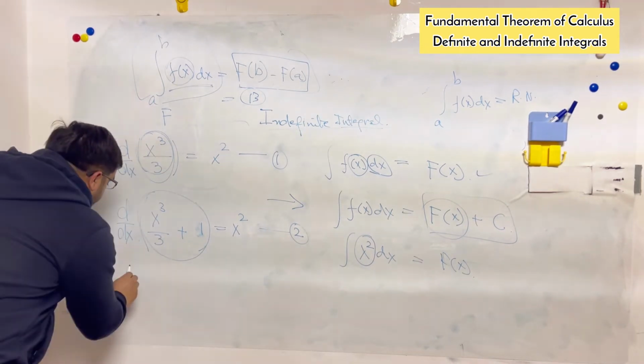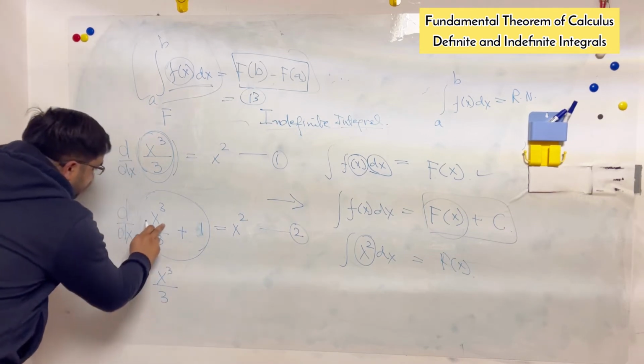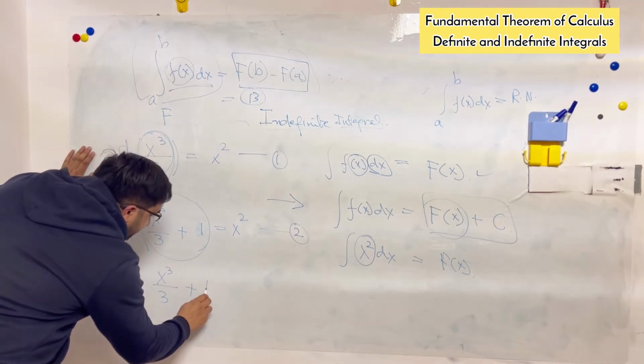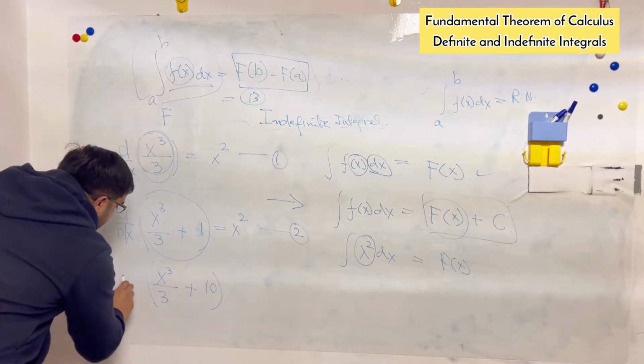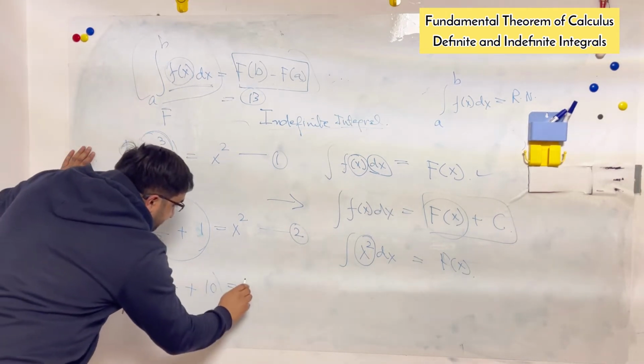Now suppose we have another function, x cubed divided by 3. This is the same. This thing is coming the same. Plus, instead of 1 I have 10. And I apply the derivative on it. I will get the same answer, x square.